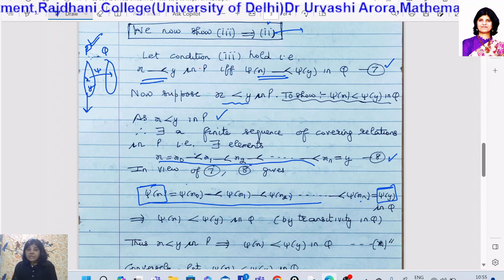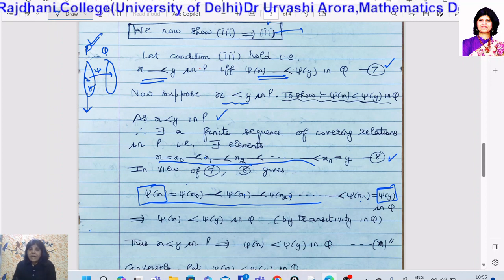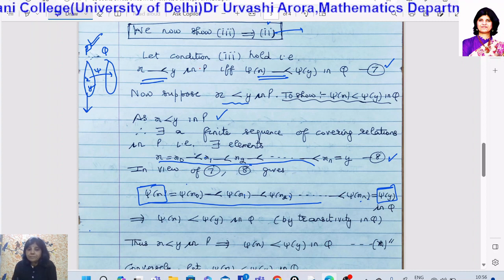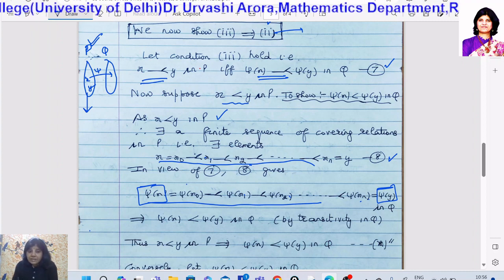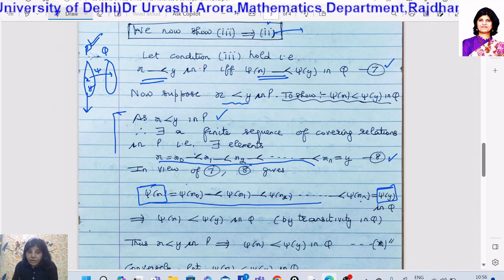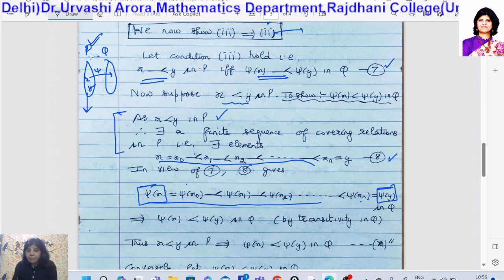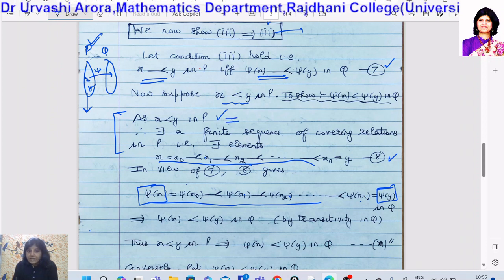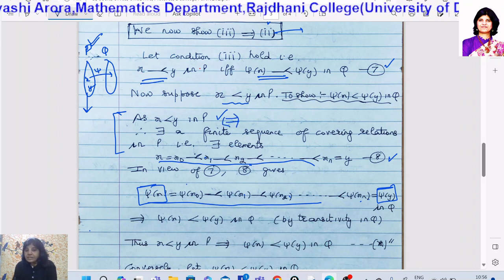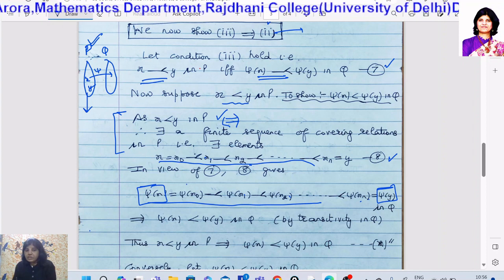This particular result is an if and only if: if x is less than y in P, then this implies and is implied by the existence of a finite sequence of covering relations in P like this.